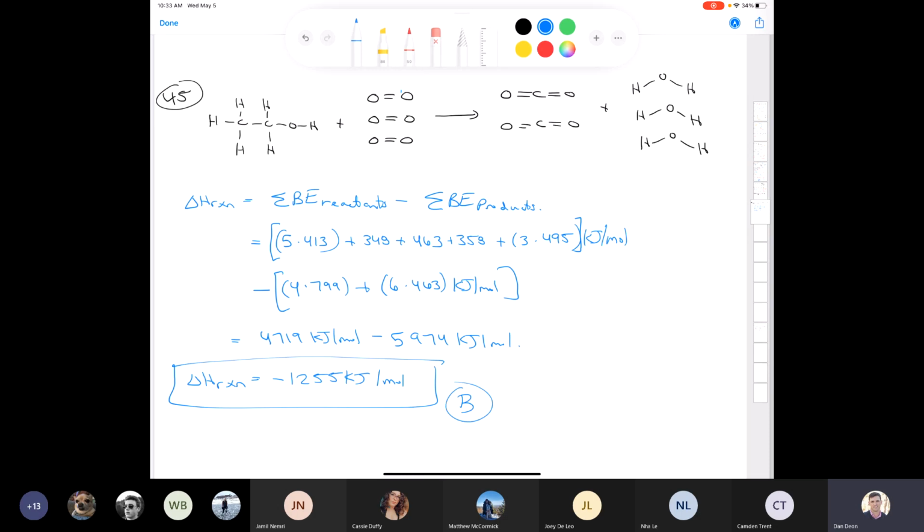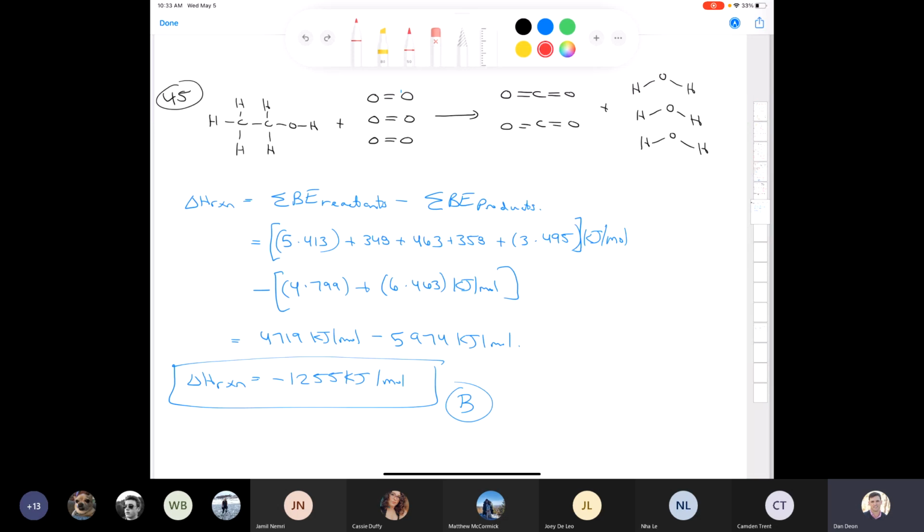Again, it's just adding and subtracting. But I think the main thing here is that you want to be really careful to tally up your bonds carefully. I remember the reason that I got the question wrong the first time I tried it is because I left out that bond. I just left out the carbon-oxygen bond. All right, where were we?